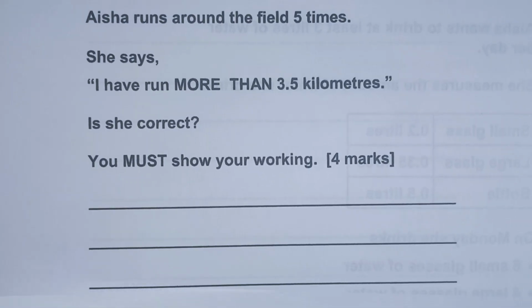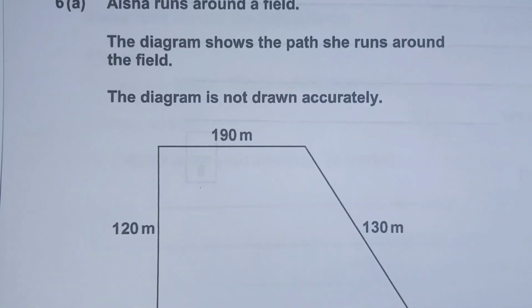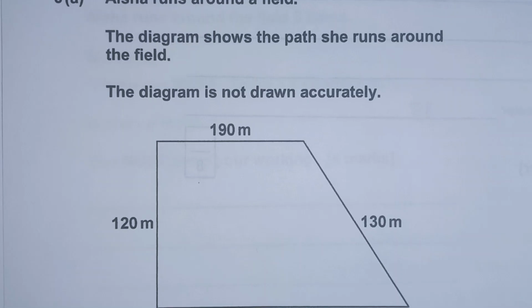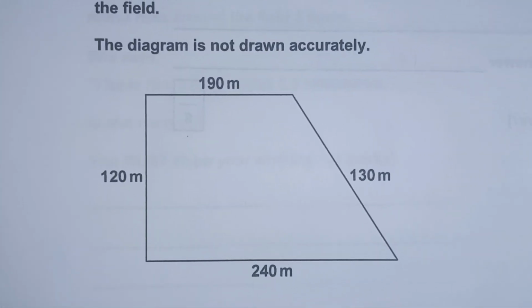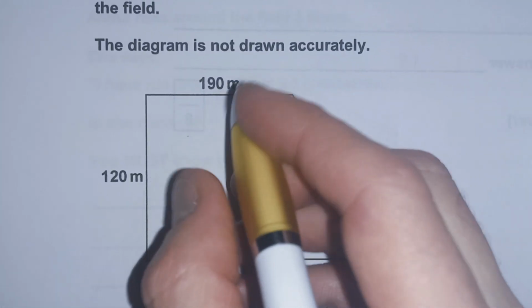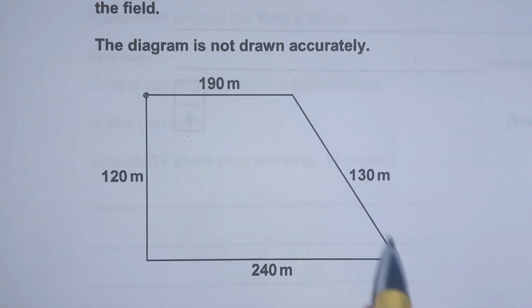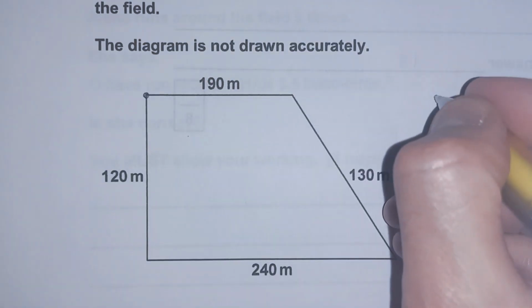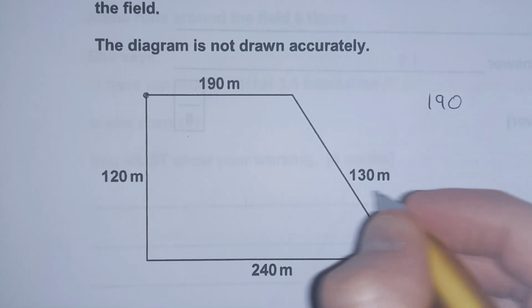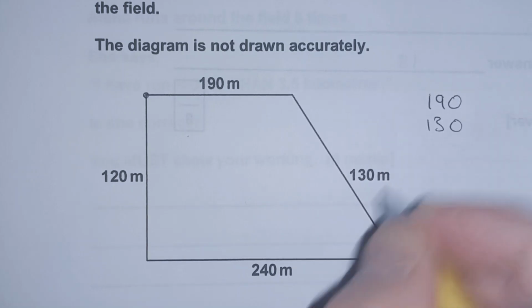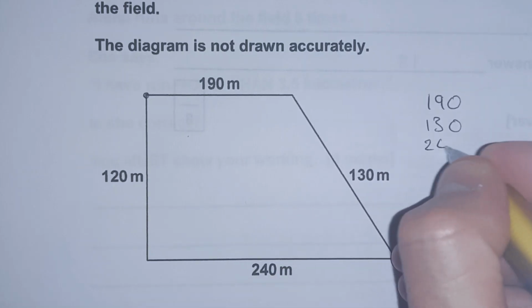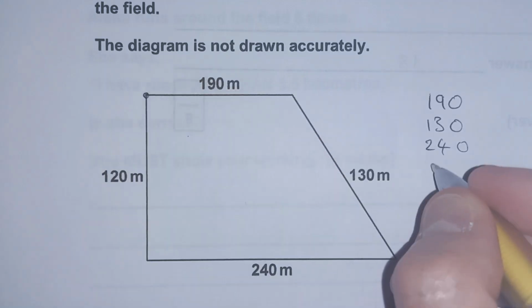Let's move that. Okay. So let's work out what once round the field would be. Then we can multiply that by 5. So start here. It doesn't matter which way we go around, but it's just to make sure I don't miss out any measurements. So we've got 190. Then we've got 130. Then we've got 240. And then we've got 120 back to the start.